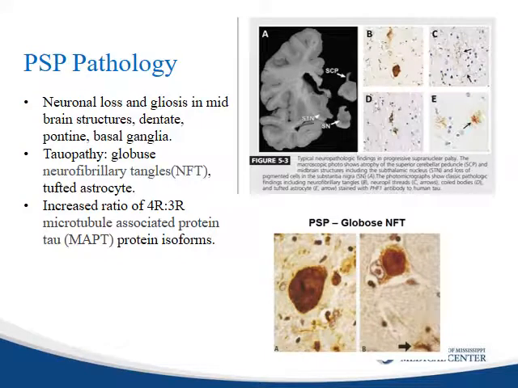Tau is a type of abnormally accumulated protein as part of neurodegeneration. The typical tau pathology is globose neurofibrillary tangles with tufted astrocytes. And PSP usually has an increased ratio of 4-repeat versus 3-repeat microtubule-associated protein tau isoforms.